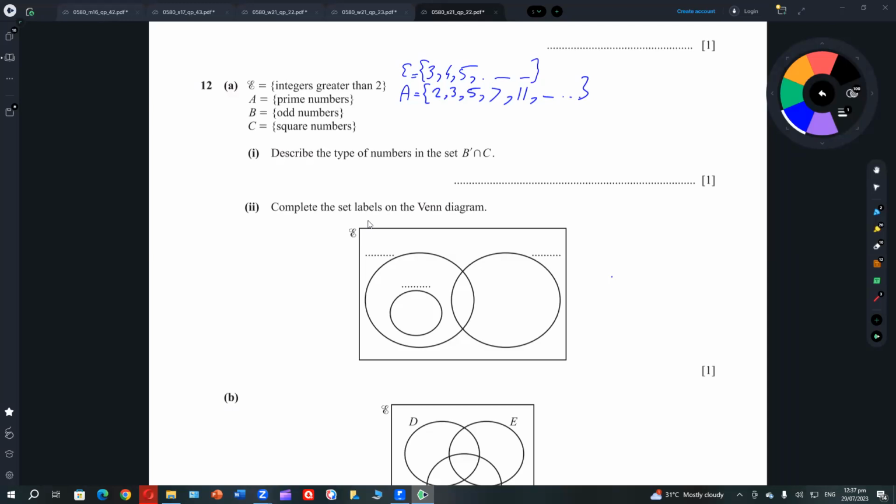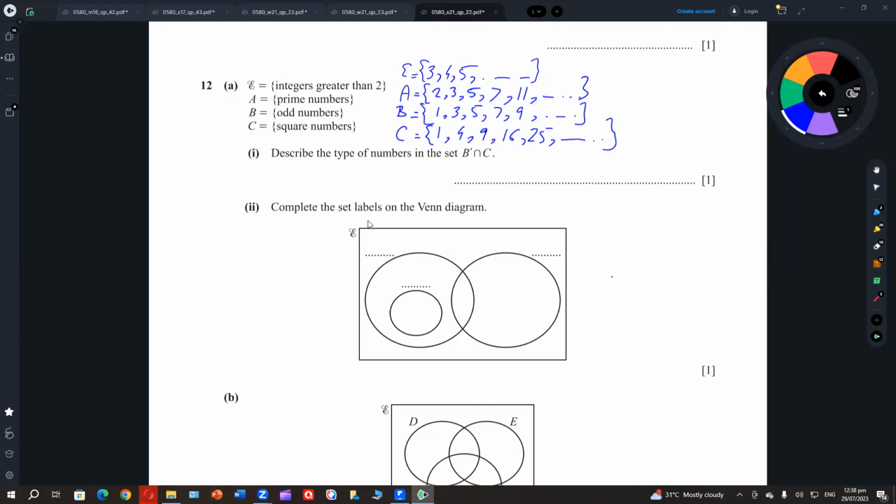And what about odd numbers? Odd numbers are first 1, and then 3, 5, 7, 9. Write with me. Square numbers: 1, 4, 9, 16, and 25.